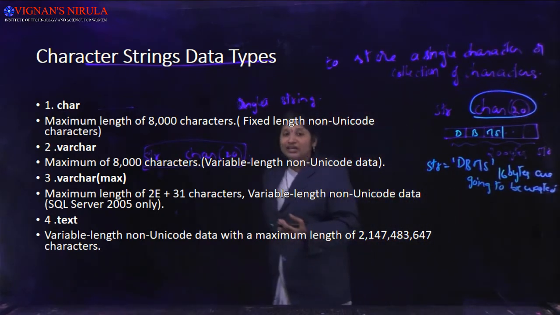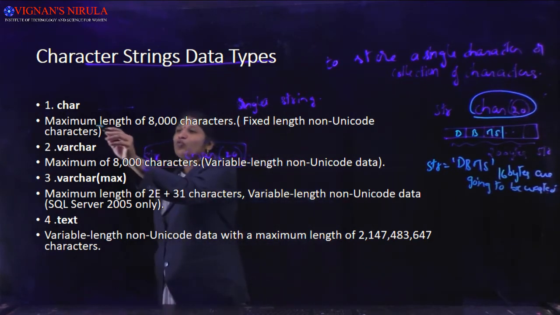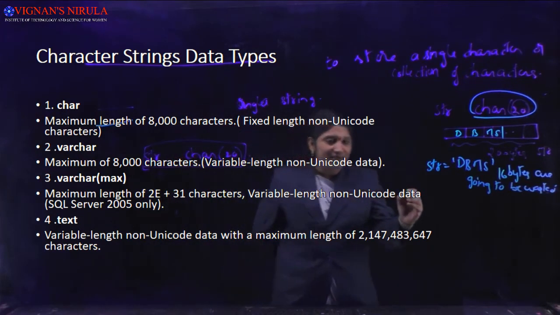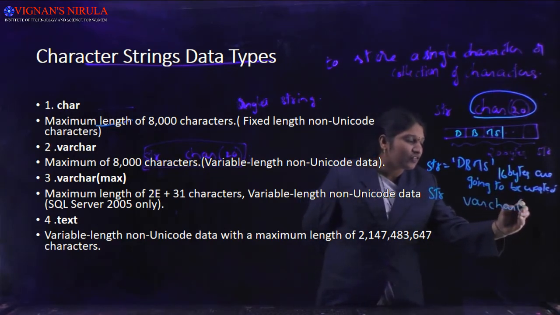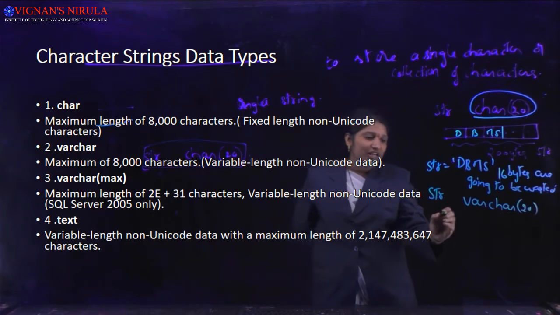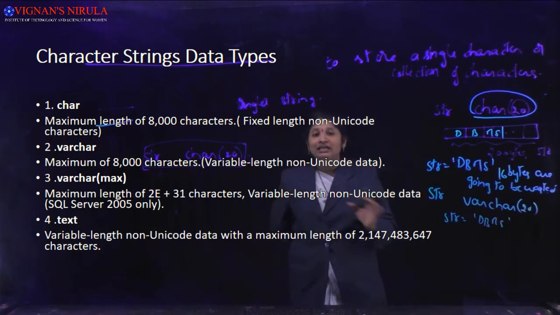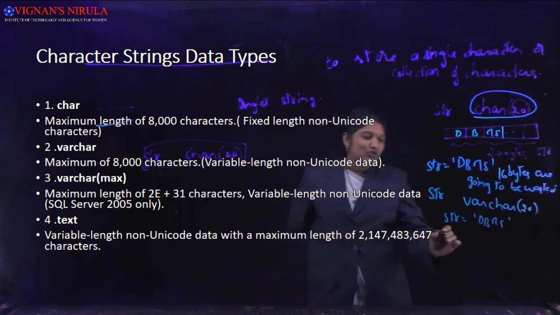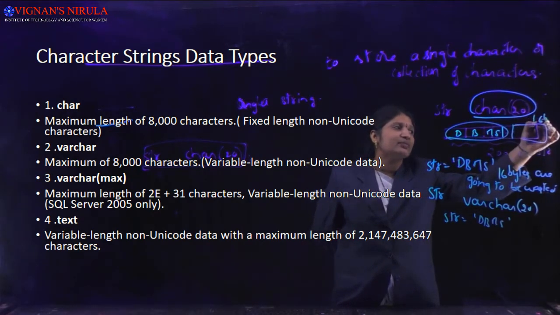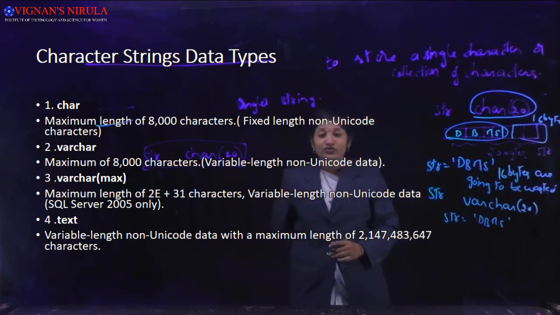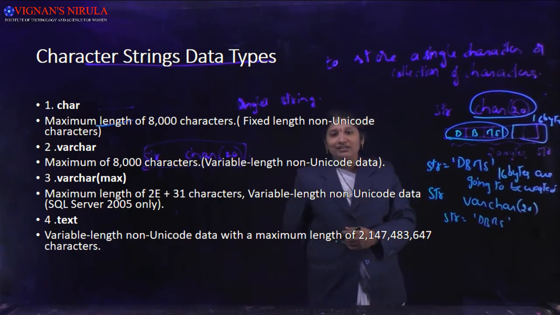In order to avoid the disadvantage of the character data type, another data type has been introduced, that is nothing but varchar. For example, if the same variable str is defined as varchar of 20, and we give the value for str in a similar way as DBMS, then depending on the value for that variable, it is going to use only 4 bytes. It will free all the remaining 16 bytes, such that those 16 bytes can be used for another variable. That is the advantage of varchar when compared to your character variable.